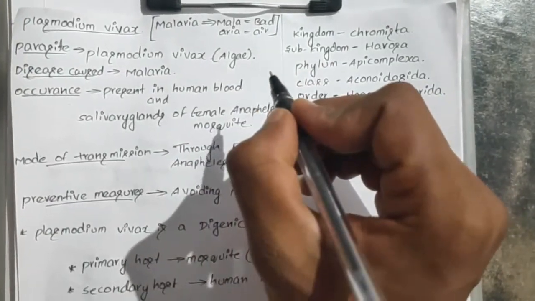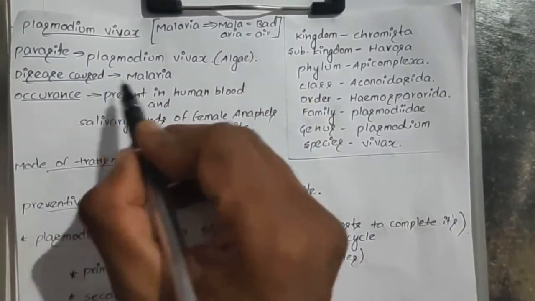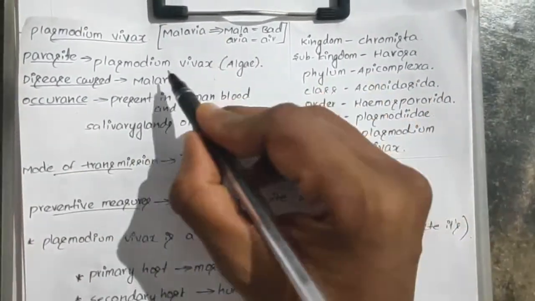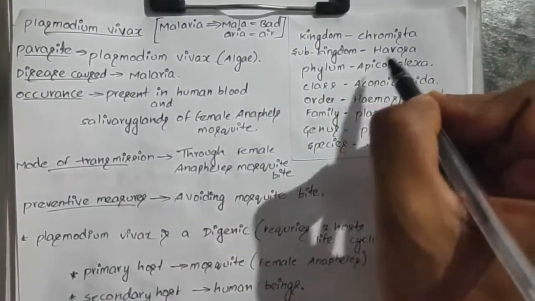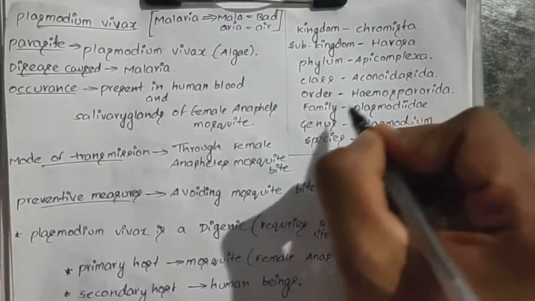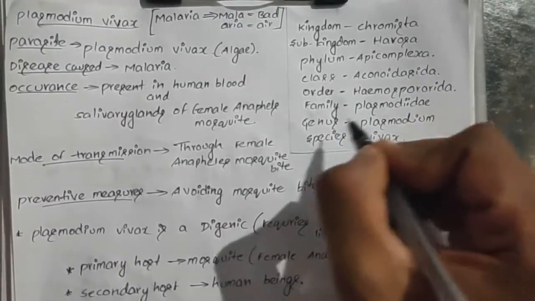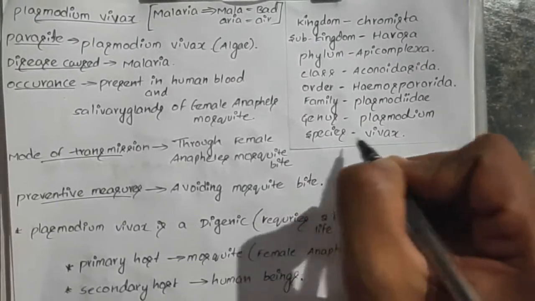In this video we are going to discuss the disease malaria. Malaria is caused by the parasite Plasmodium vivax. Plasmodium vivax belongs to the kingdom Chromista, subkingdom Harosa, phylum Apicomplexa, class Aconoidasida, order Haemosporida, family Plasmodiidae, genus Plasmodium and species vivax.